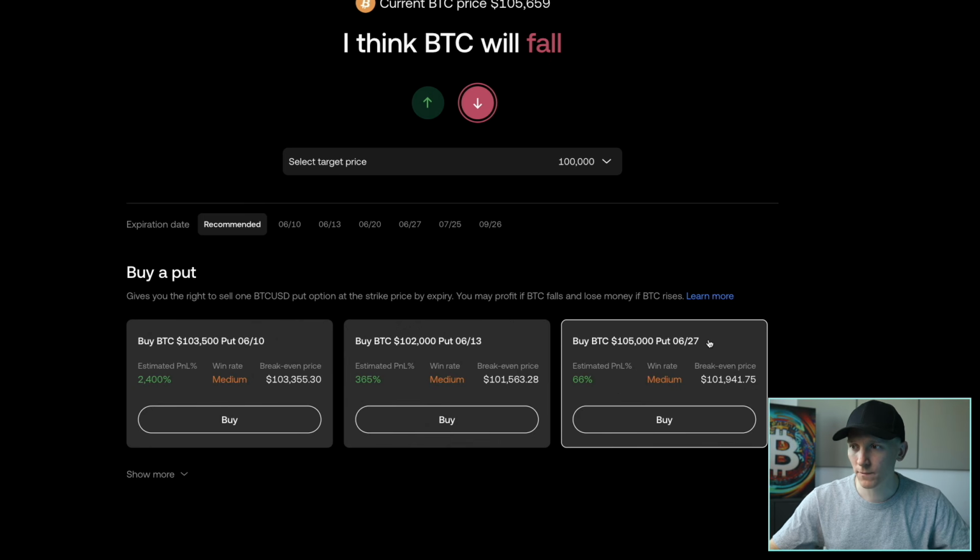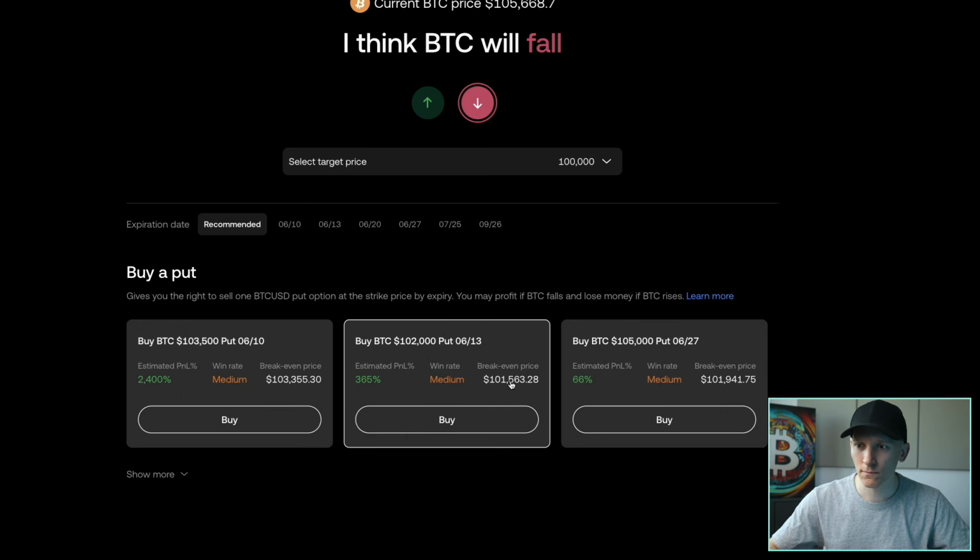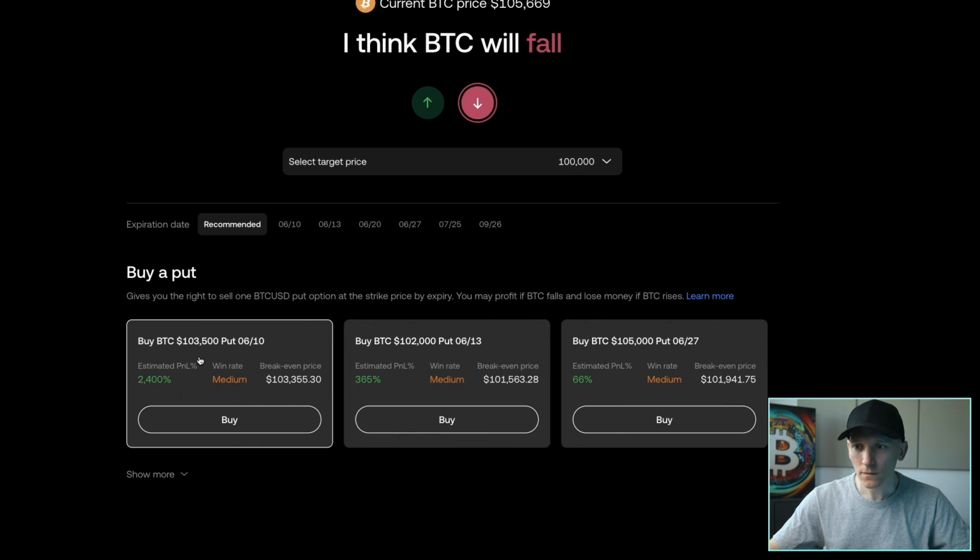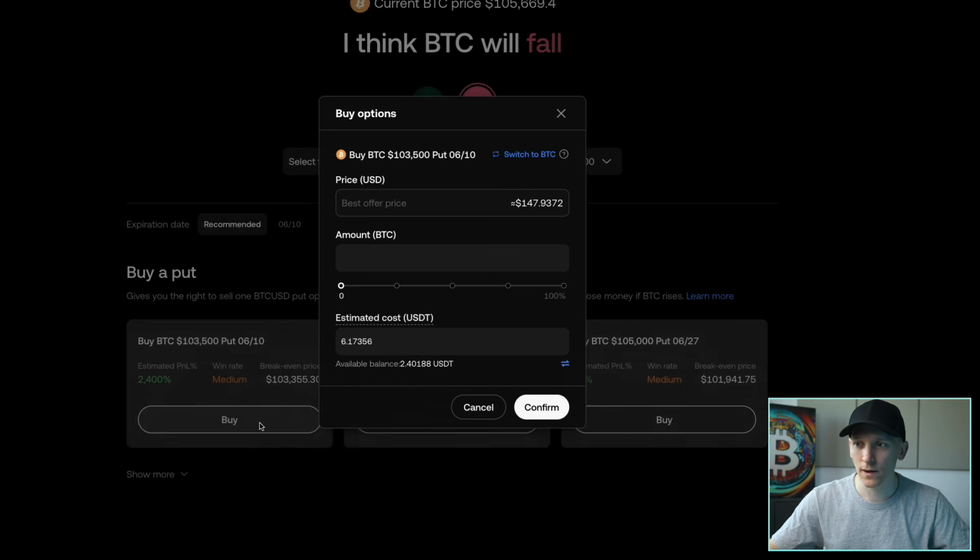So this one expires on the 27th of the 6th. The break-even price is 101,900. This one is a little bit shorter dated, so that expires on the 13th. And the break-even price is more or less the same. This one even shorter dated, so it expires on the 10th. So we can work out the premium that we have to pay and then the break-even price very easily again. So let's buy this one.